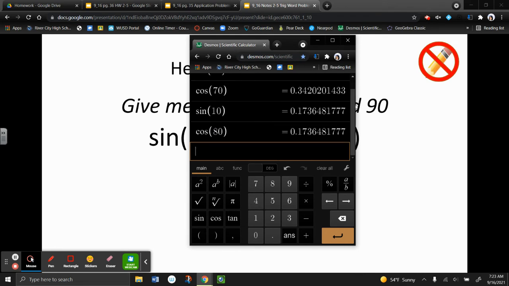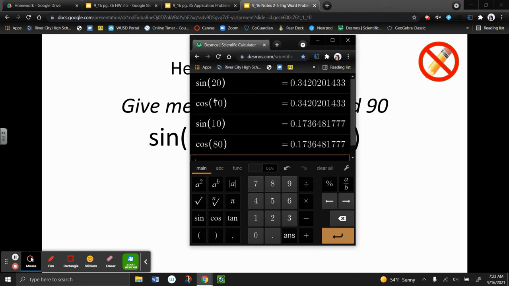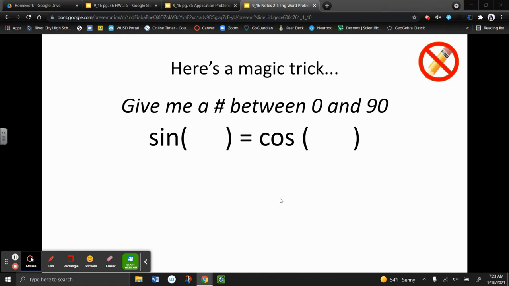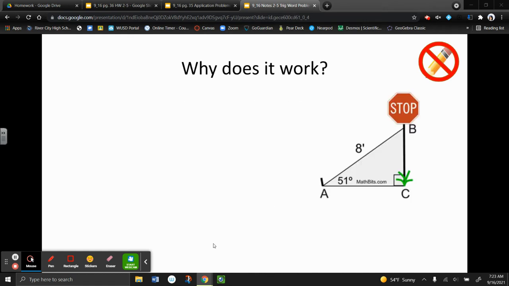If you notice the pattern here, I'm only going to do a couple for the sake of time in this video, these two numbers always add up to 90, which means the sine of one number is equal to the cosine of its complement, or the number that makes it 90 degrees. So let's see why that works.